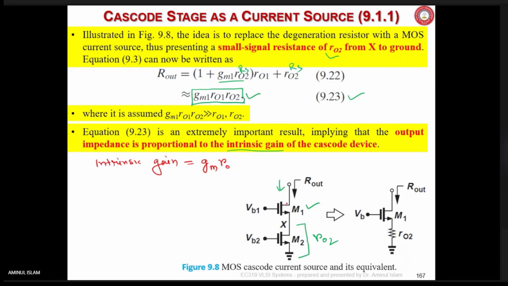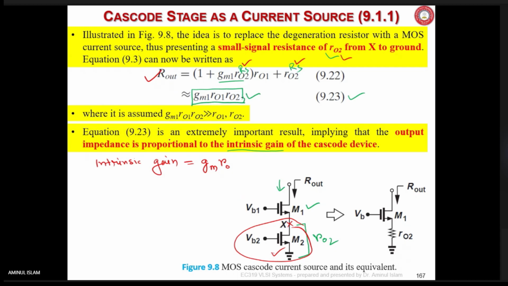So how to increase the output resistance without facing that kind of problem? Here is the idea. The idea is to replace the degeneration resistor with a MOS current source, as has been shown here, thus presenting a small signal resistance RO2 from X, this node, to ground. This we are aware of. Now, in the source degeneration, same thing, this corresponds to RS, and you see that the output resistance is boosted up. By gm RO, it is boosted up.